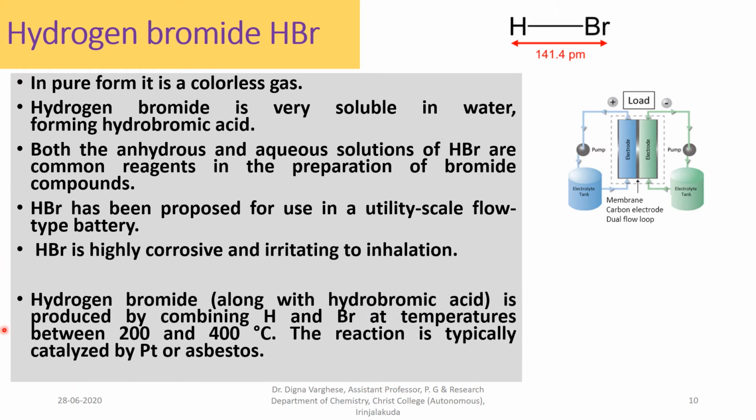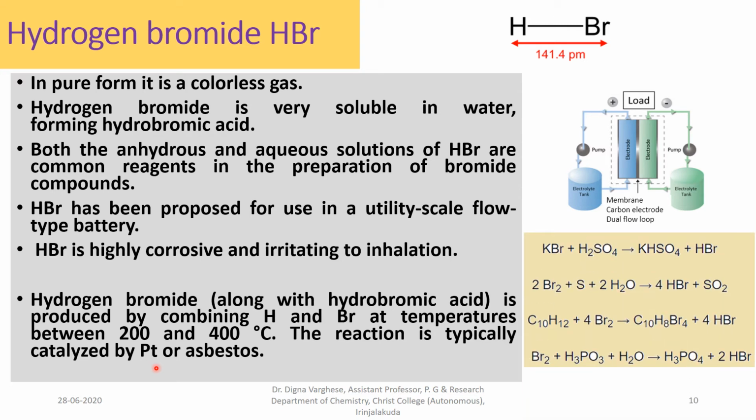Hydrogen bromide is produced by combining hydrogen and bromine at temperatures between 200 and 400 degrees Celsius. The reaction is typically catalyzed by platinum or asbestos. The laboratory synthesis of hydrogen bromide is by the action of potassium bromide on sulfuric acid, giving potassium bisulfate and hydrogen bromide.